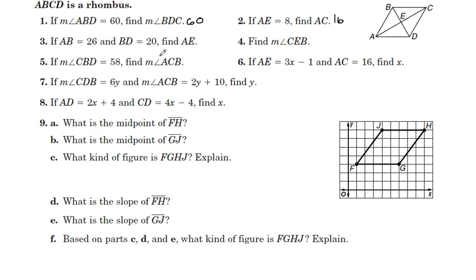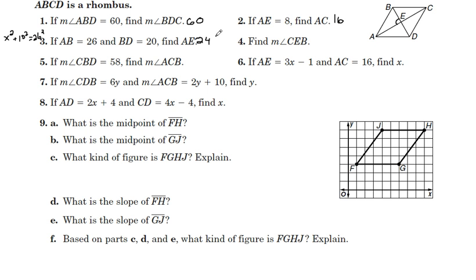For number 3, if AB is 26 and BD is 20, then what is the measure of AE? We'll be dealing right here with the Pythagorean theorem due to the fact that it's a right triangle. Rhombus diagonals intersect at right angles. Using the Pythagorean theorem, we could go x squared plus 10 squared equals 26 squared. Solving this for x comes out to be 24.